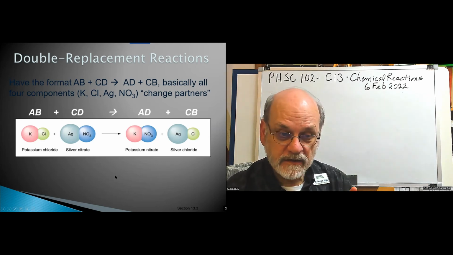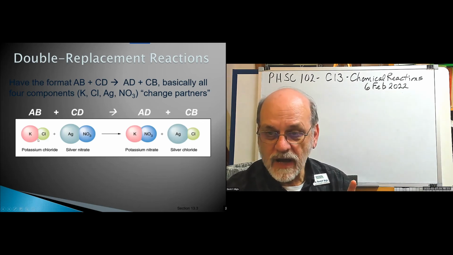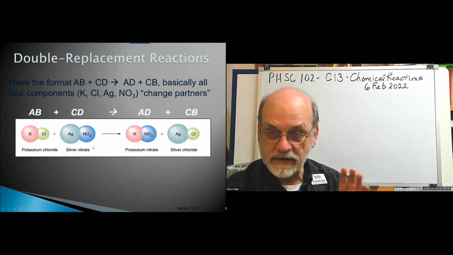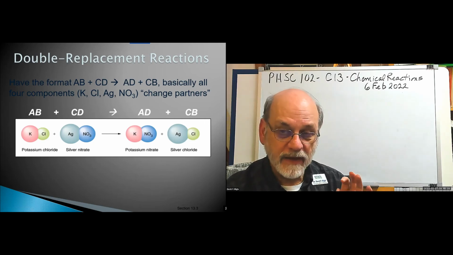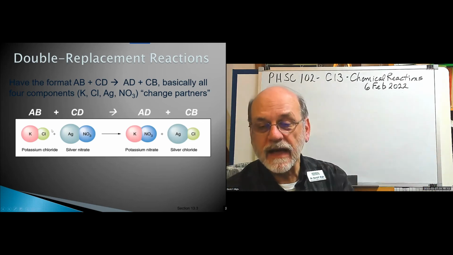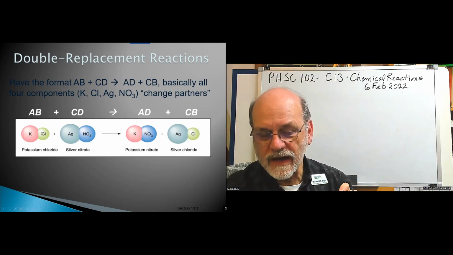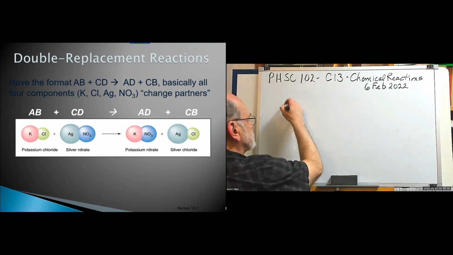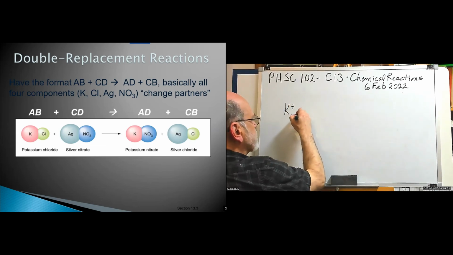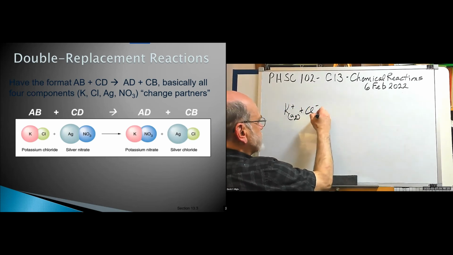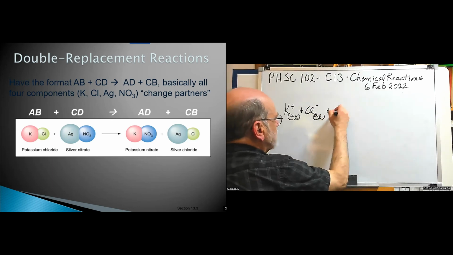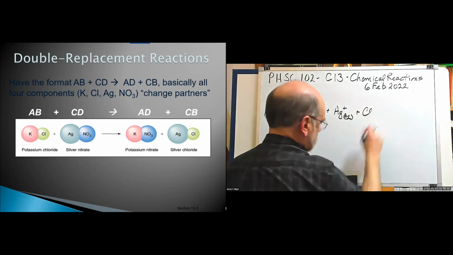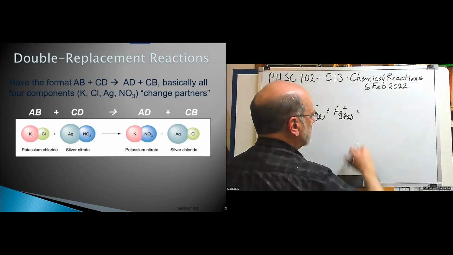The key to this reaction, though, is that potassium chloride is aqueous. It's in solution. Silver nitrate is aqueous, in solution. And whenever the ionic compounds go into solution, they produce independent ions. So potassium ion, chloride ion, silver ion, nitrate ion are all floating around in that solution. That's aqueous. That's aqueous. This is aqueous. And this is, excuse me, this is aqueous.